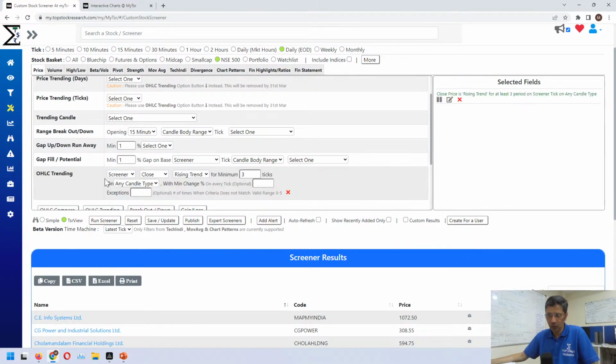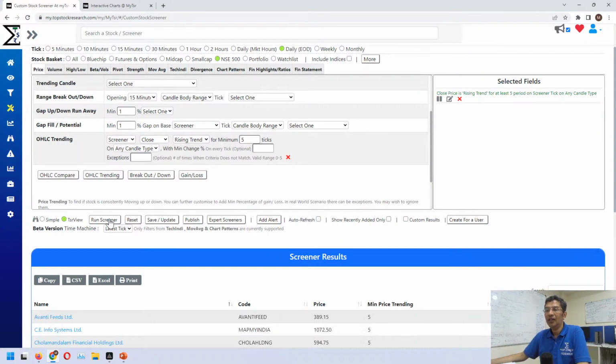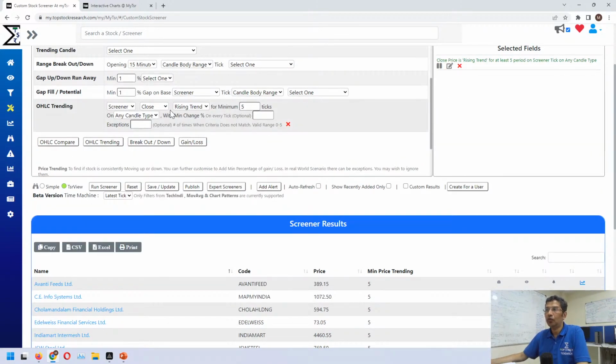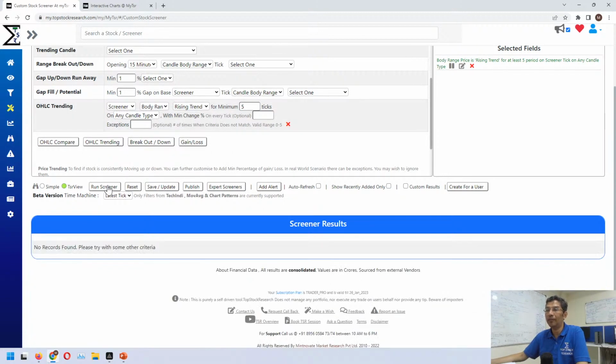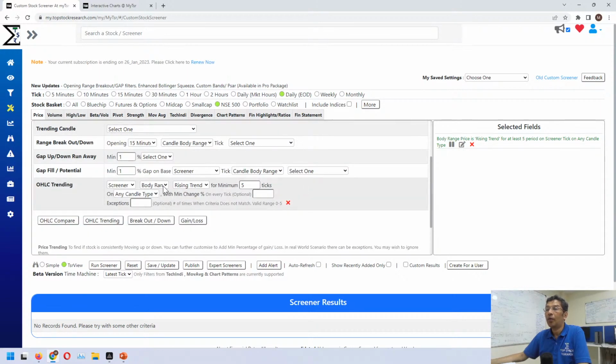What you should be looking at is OHLC, wherein the candle is rising for, let's say, 5 days, right? And then you'll find too many stocks, right? 5 days rising on the close price is not a very big deal. So what you can do is you can look for body range rising for the last 5 days. So let's see how many of them are there. They are none. So body range continuously moving up is none.